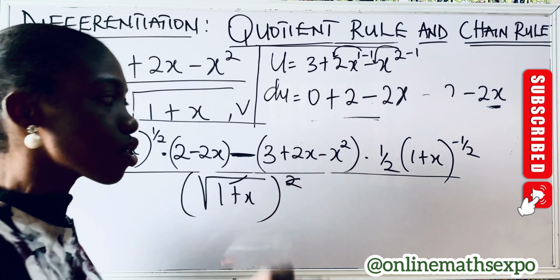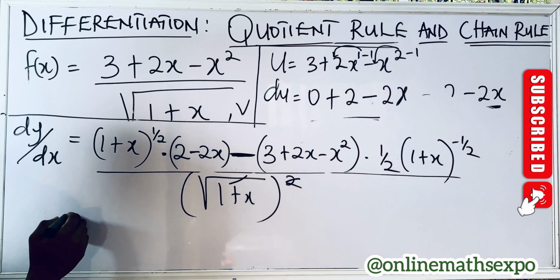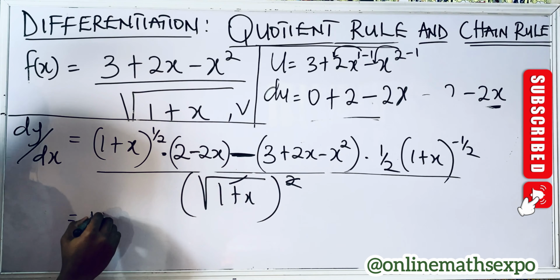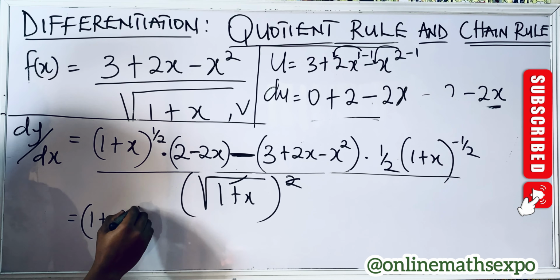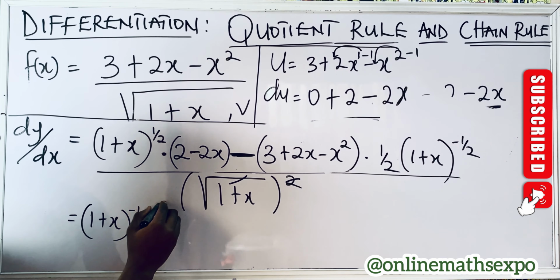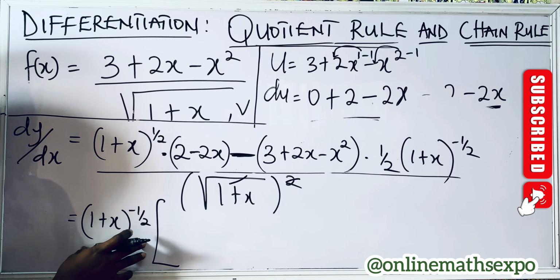So you are going to choose the one that has a lesser power. In that case, let's choose this one because it has lesser. So we have 1 plus x raised to the power of half. Then open up a big bracket. If you do that, you are going to factor out. So we have factored this out.